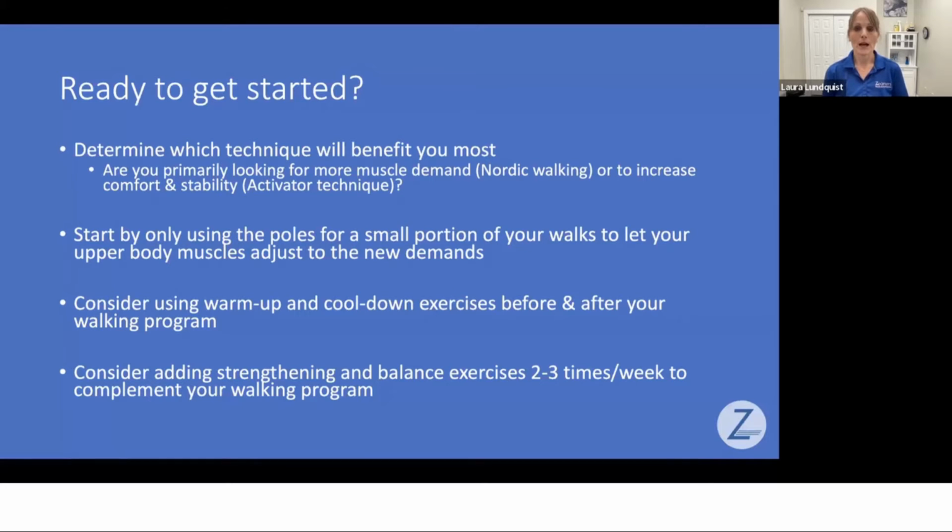And then consider using warm-up and cool-down exercises before and after your walking program. And consider adding, again, those strengthening and balance exercises 2 to 3 times a week to complement your walking program. By warming up and cooling down before our walk, hopefully from a falls risk perspective, we're getting our body ready for that activity and we're in prime condition when we head out for the walk. And by adding some strengthening and balance exercises into our week separately, we should be maximizing how we show up to that walk so that we're able to, again, manage anything unexpected that happens, whether it's while we're out for a walk or just as we're making our way through our everyday life.